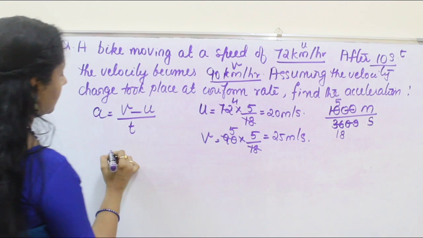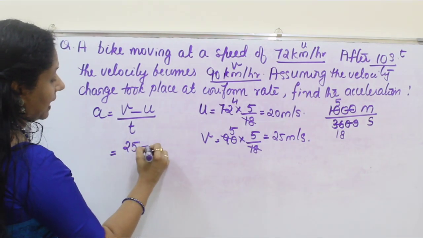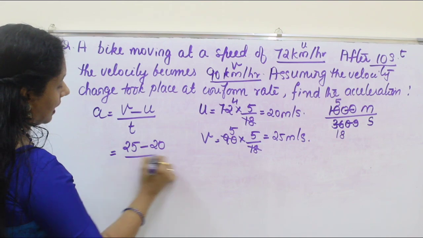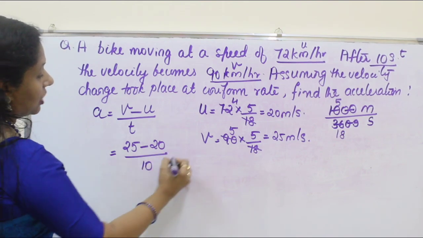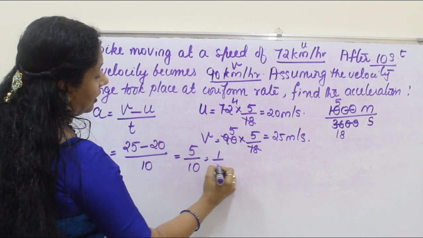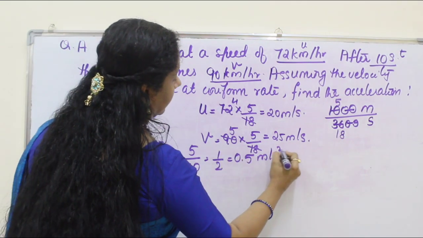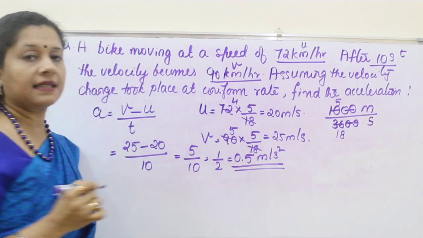Now we can substitute these values. 25, the final velocity, minus initial velocity 20, upon time 10 seconds. So what is the answer? 5 by 10, that is 1 by 2. 0.5 meter per second square is our acceleration.